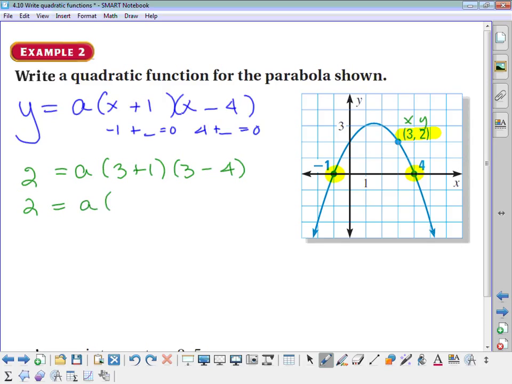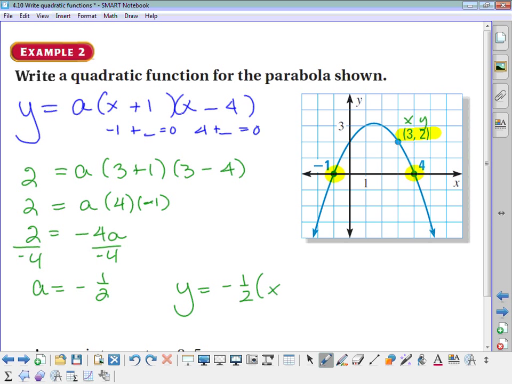So 3 plus 1 is 4, 3 minus 4 is negative 1, and I get that 2 is equal to negative 4a. And so when I divide by negative 4, I get that a is equal to negative 1/2. So my equation would be y equals negative 1/2 times x plus 1 times x minus 4.